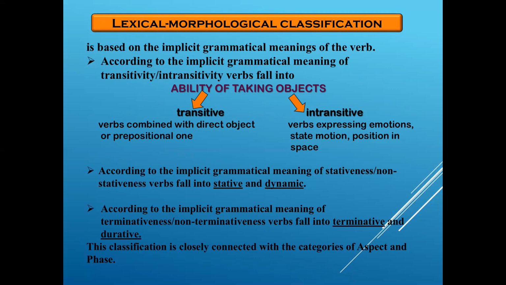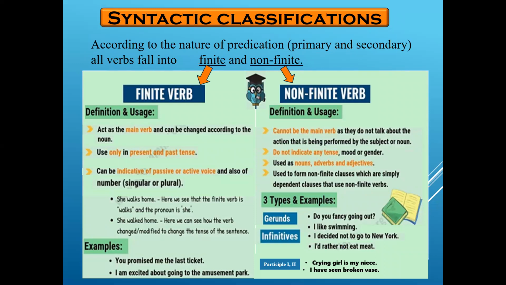Transitive verbs are those combined with a direct object or a prepositional one. And intransitive verbs express emotions, state, motion, position in space. According to the implicit grammatical meaning of stativeness, verbs fall into stative and dynamic. And according to the implicit grammatical meaning of terminativeness and non-terminativeness, verbs fall into terminative and durative. So this classification is closely connected with the categories of aspect and phase.